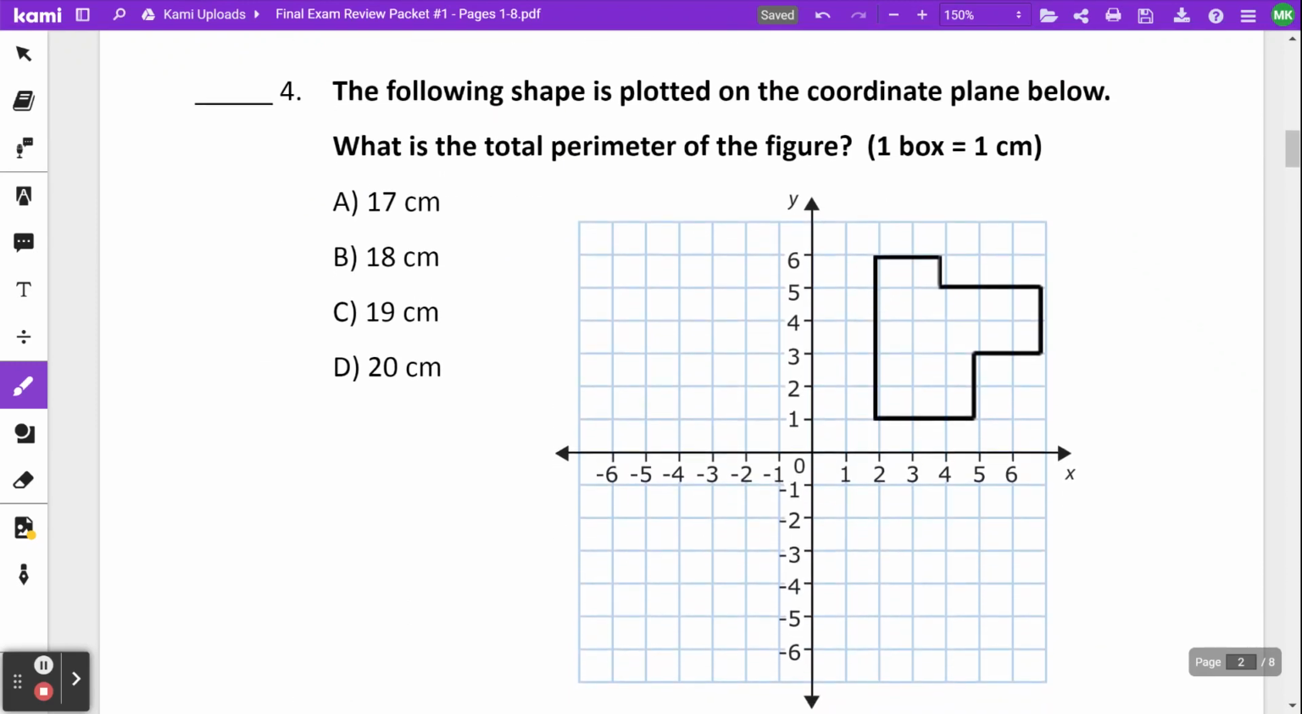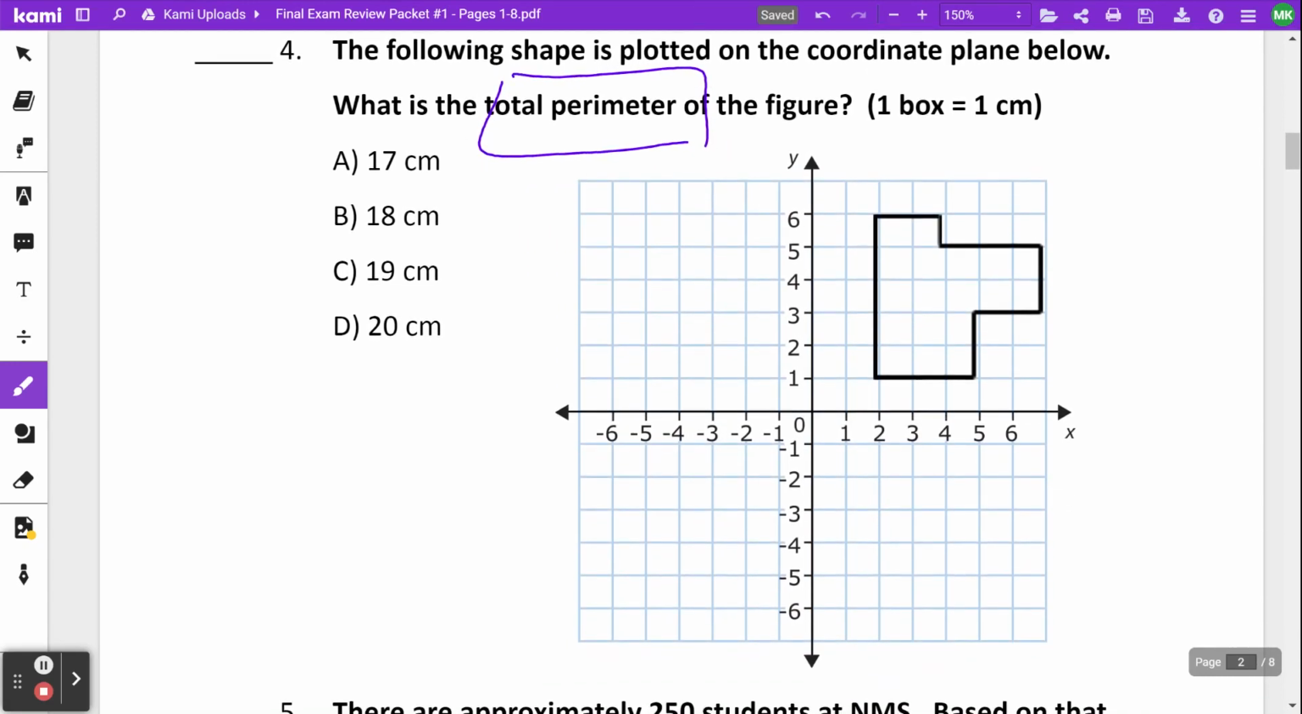Let's keep on going. Question number 4. The following shape is plotted on the coordinate grid. What is the total perimeter? Well, the perimeter is the distance all the way around. So what I would do is simply start counting and labeling. So that's a 2. Don't forget that one. He's a 1. 1, 2, 3. There's a 3. There's a 2. There's a 2. There's a 2. 1, 2, 3. 1, 2, 3, 4, 5. They are all my sides. So I just add them up. So I have a 5 plus a 2 plus a 1 plus a 3, plus another 2, plus another 2, plus another 2, plus a 3.